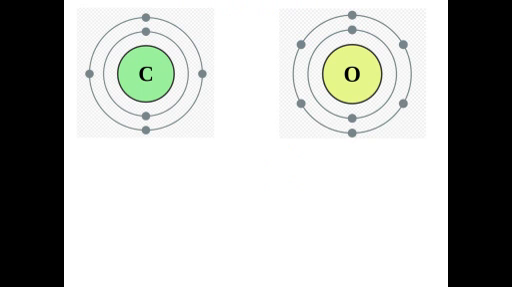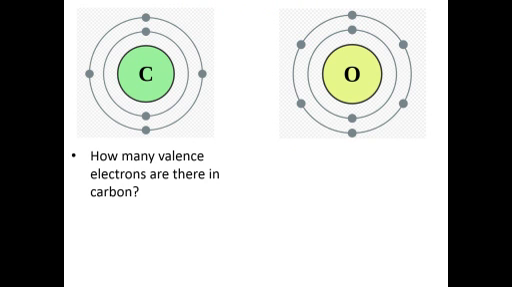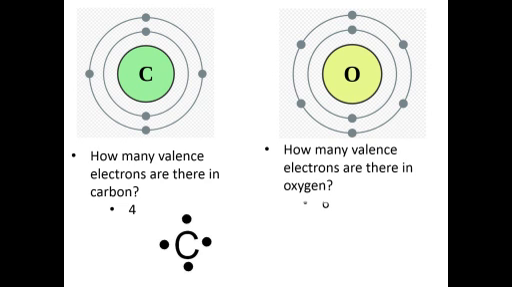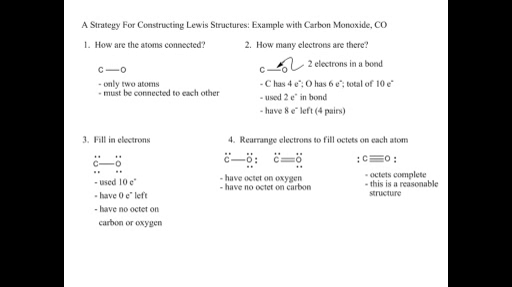So looking at carbon, how many valence electrons are there in carbon? You have 4. What about oxygen? You have 6. So here you have the Lewis dot structure of carbon and oxygen. This tells you how to use your Lewis dot structures to figure out what carbon monoxide will look like. So carbon and oxygen, you're going to be sharing electrons between these 2 particular atoms.